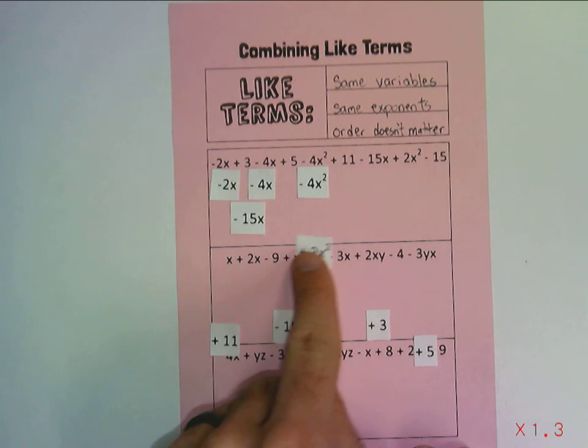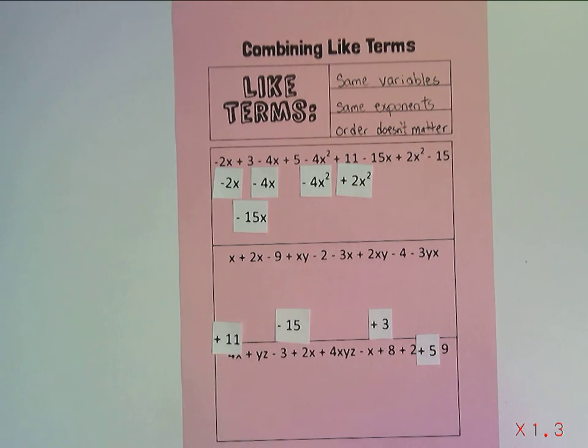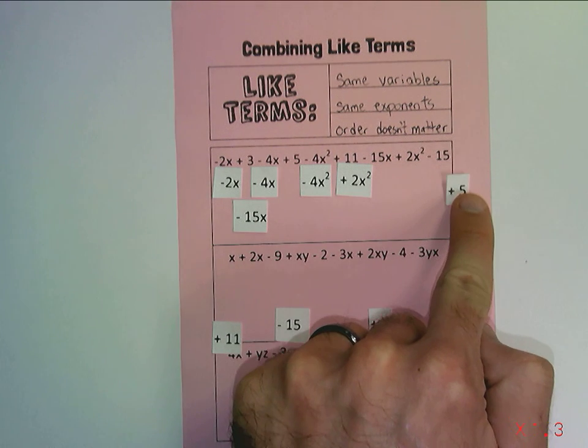So it looks like I have two of those. I have a negative 4x squared and a 2x. And then, as we can see, we just have left, and what we call these are constants because they don't have any variables tied to them. So we would group all of our constants together.